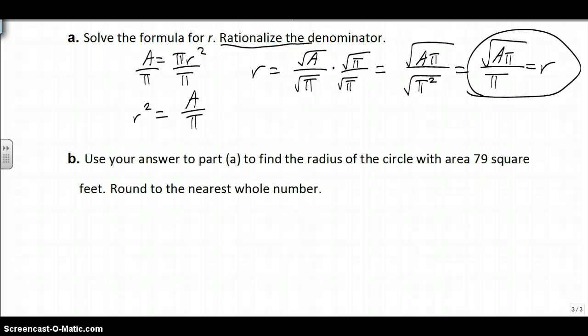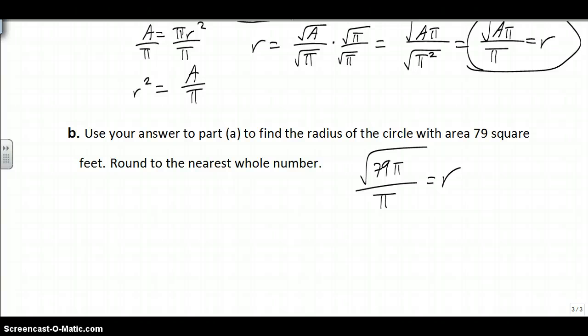Part B, find the radius of a circle whose area is 79. So you just plug things in. Square root of 79, the area, times pi divided by pi, and that'll give you the radius. A simple plugging in your calculator. I would do this in 2 steps almost. I would take 79 times pi. I'm going to use 3.14 here in case your calculator doesn't have a pi button. For the top part, I get square root of 248.06 over pi.